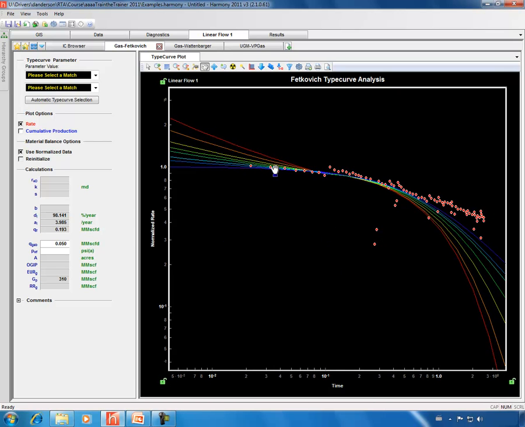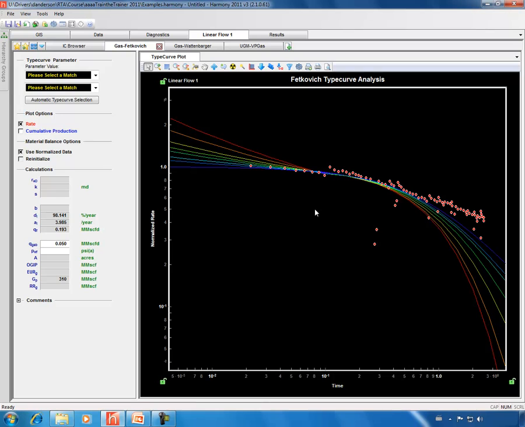We're not necessarily seeing a half slope, which would be indicative of linear flow, but as you'll recall from the first video, the presence of damaged skin may well be masking the half slope that would normally appear as a result of linear flow. So we need to look at maybe some different types of plots to try and figure out what's going on here.